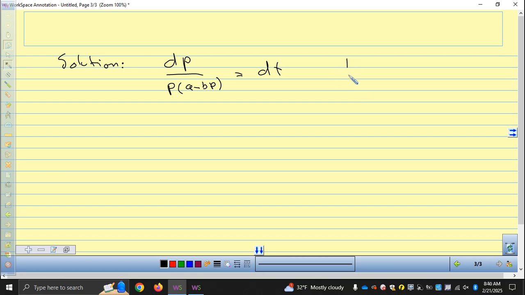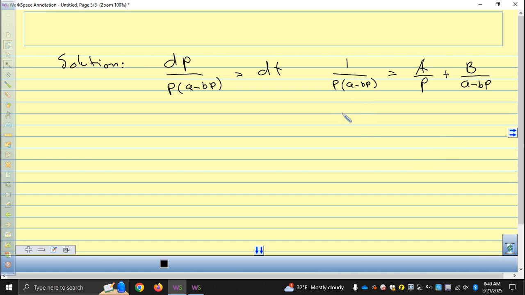Partial fractions. So we're going to say 1 over P times (A minus BP) equals A over P plus B over (A minus BP), and we set up our partial fractions. I'm not going to go through the algebra here, but we end up with A equals 1 over A, and B equals B over A.